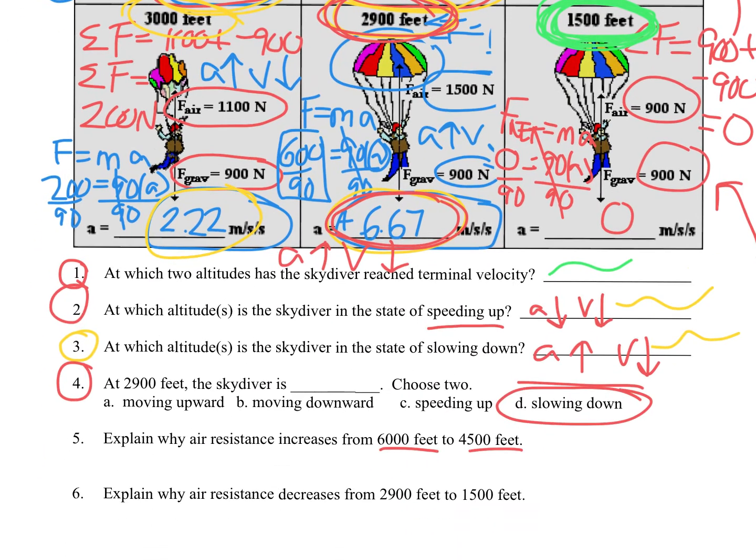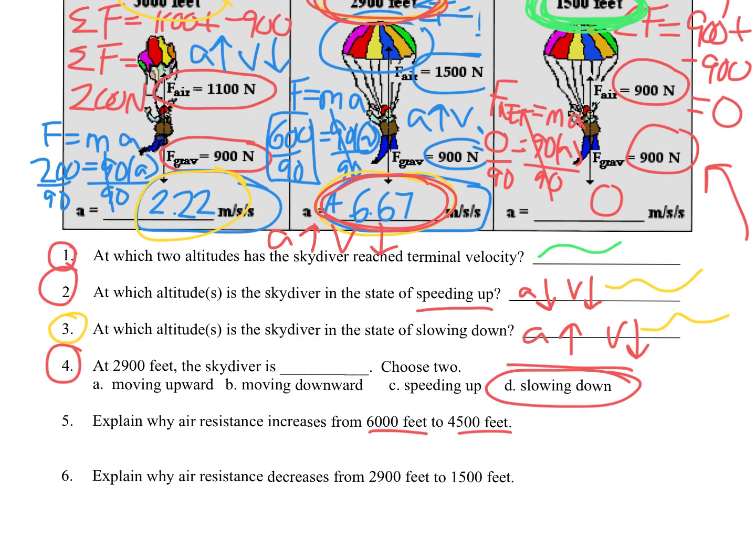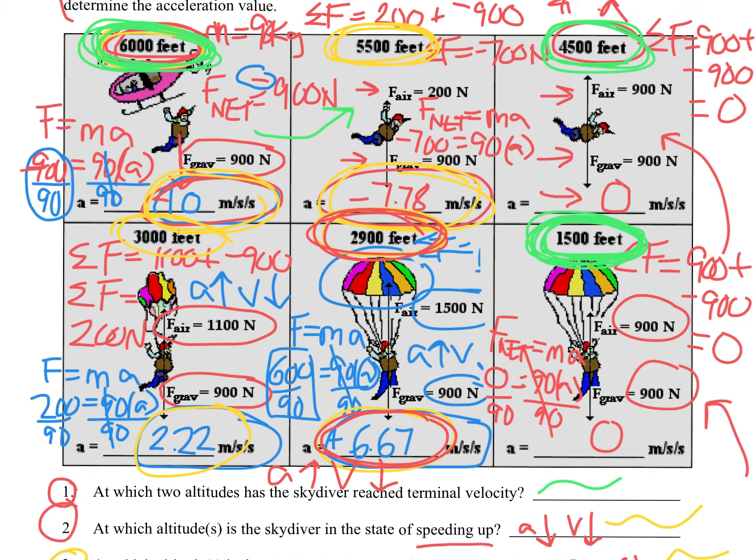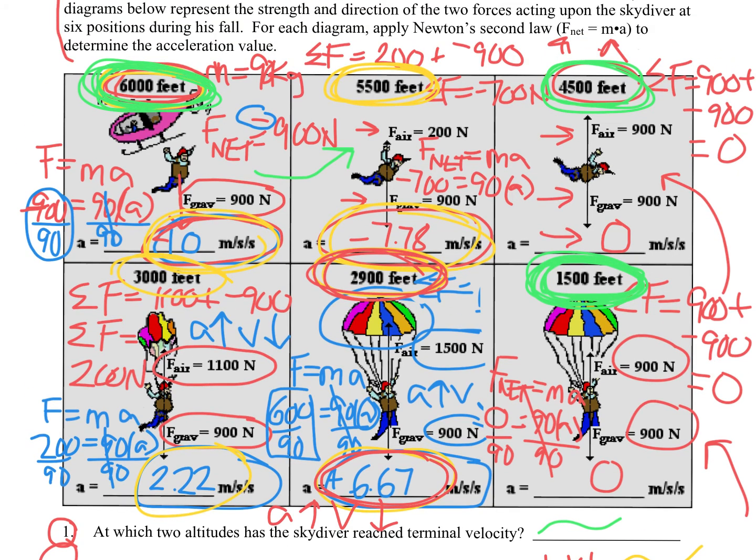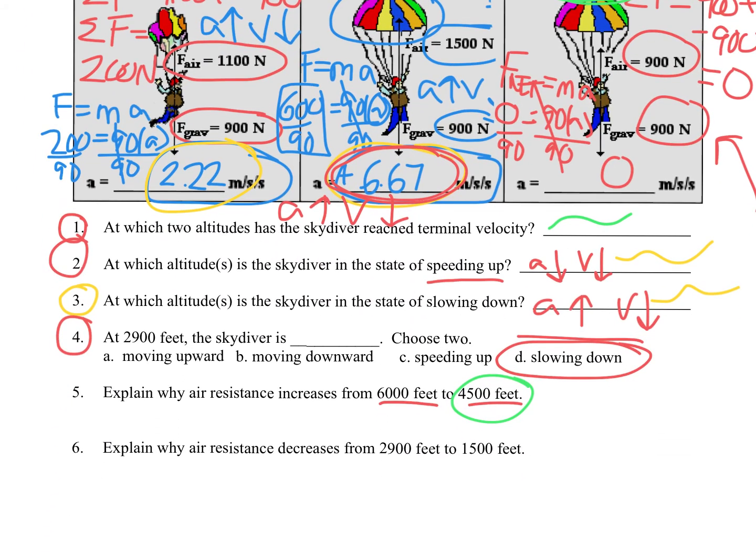Now, the other question was for at 4,500 feet. So let's look at 4,500 feet. Air resistance increased, again, even more to 900. Why? Because the faster you fall, the more that air is going to push on you. So therefore, think about how you want to answer that question for number 5. The faster you fall, the more the air is going to push on you.